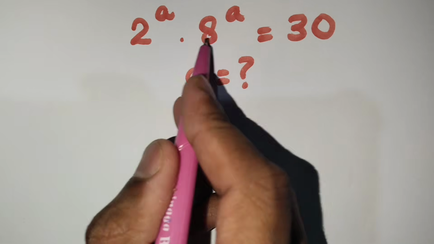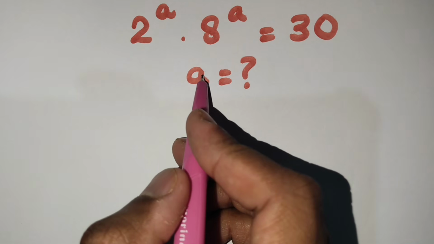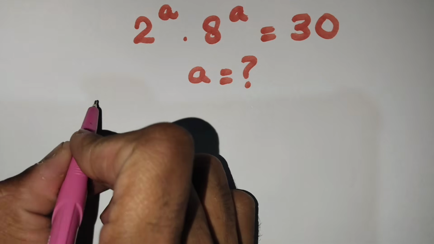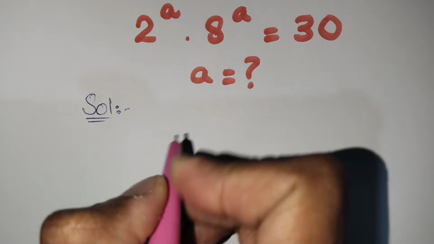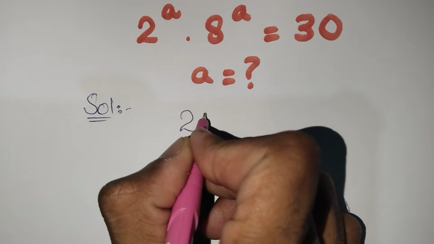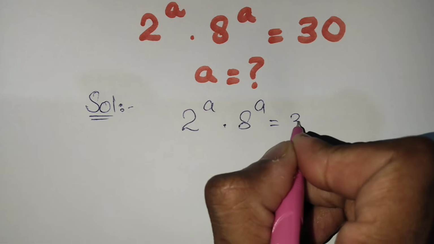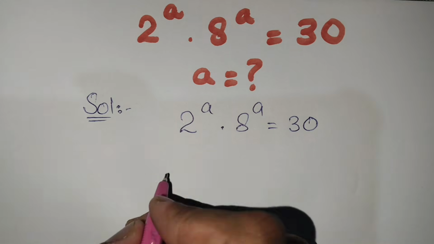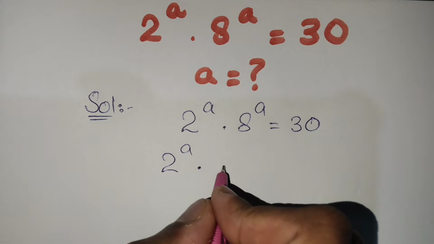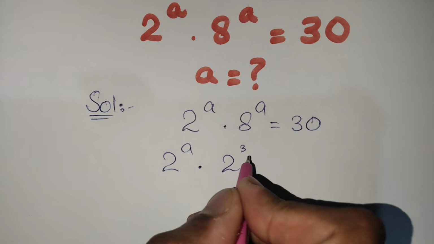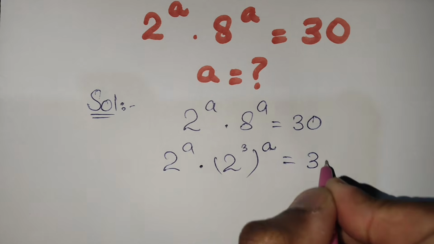2 power a times 8 power a is equal to 30. Find the value of a. We will start the solution of this question. We have 2 power a times 8 power a equals 30. We can write this as 2 power a times (what is 8? 8 is 2 cube) whole power a equals 30.